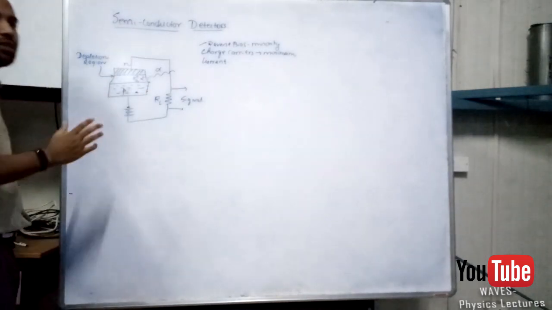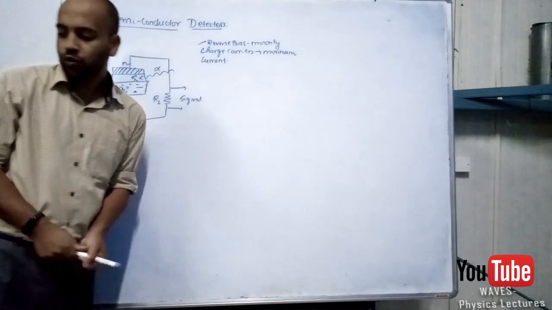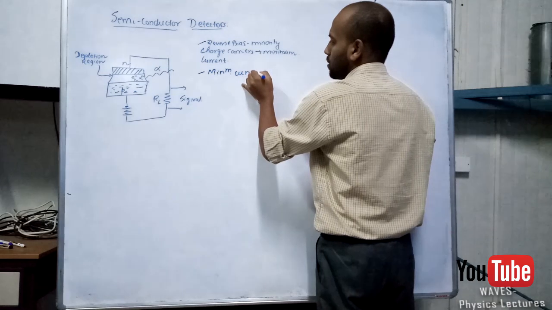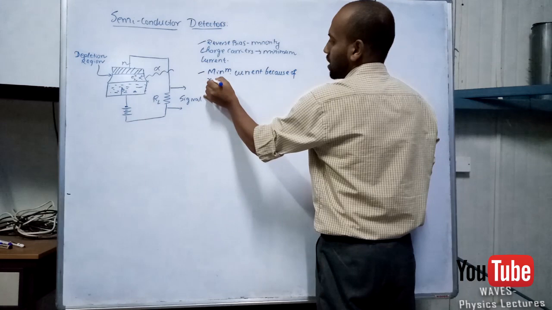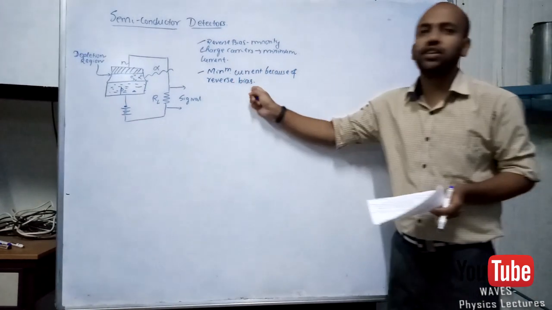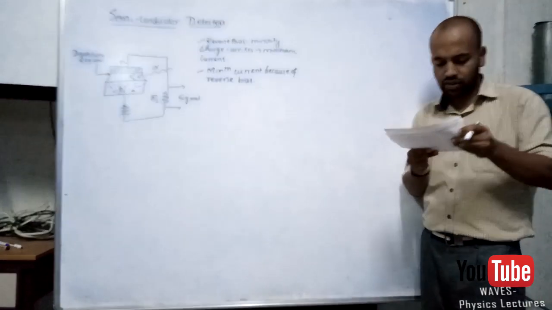Now the question is, this is somewhat similar to the concept of gas detectors, but why is it beneficial? These are some of the important points. The minimum current is a very important factor. So what are the factors that make it efficient? Minimum current because of reverse bias. It's already written on top, but let's write it down again. Reverse bias definitely reduces the noise, because we have less current over there.